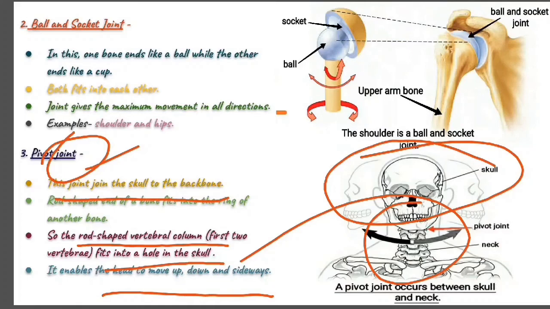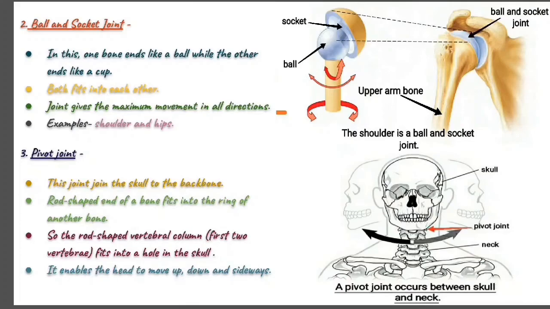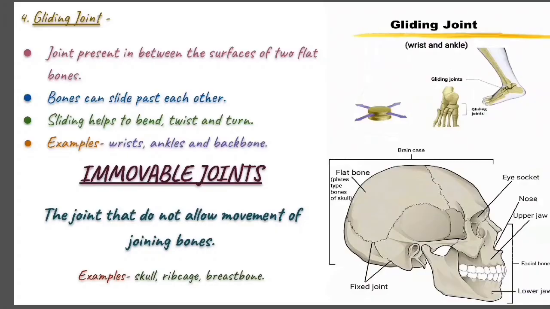And next is the gliding joint. We have a last movable joint, that is the gliding joint. Glide means to slide over. So what is glide? Generally, glide means to slide over each other.